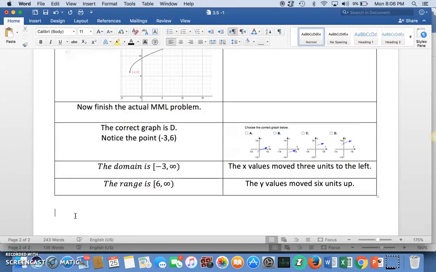Okay, it doesn't ask you anything else. You started out with a domain of 0 to infinity. Your range was 6 to infinity. So you had a change in the domain and in the range.